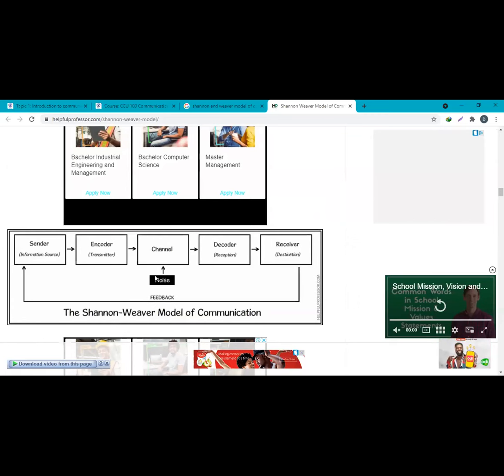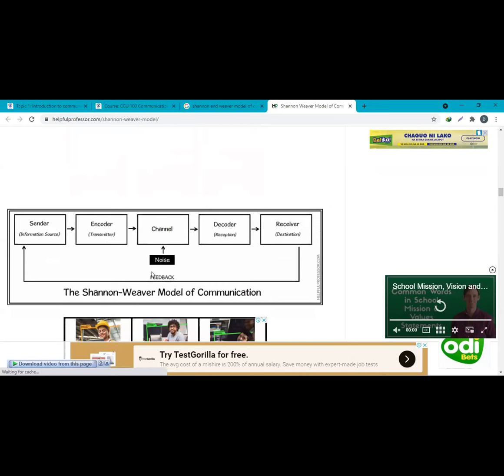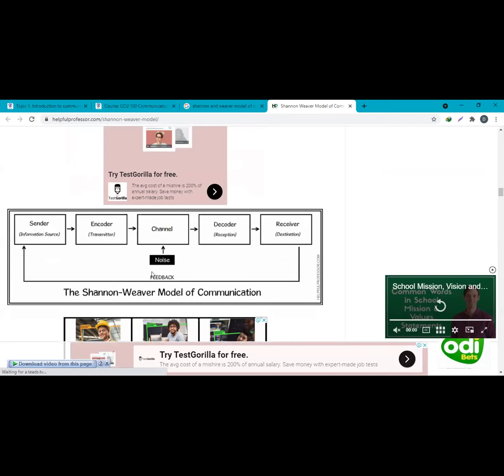Those are mechanical noise. And then we have physical noise. Physical noise is anything that interferes with communication. For example, maybe there is a construction going on where you are, and you can't hear or concentrate. Those are physical noise. Or maybe there are people making noise around you. Or maybe where you are seated there is bright light, excess light, and when you're looking at your communication book, you cannot read properly. Those are physical noise.